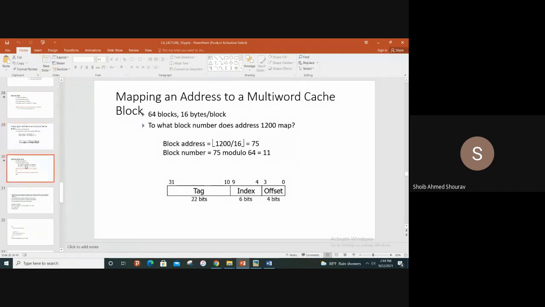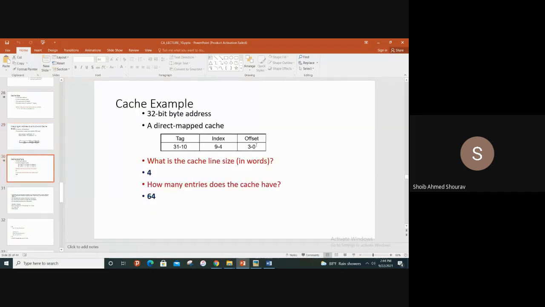Clear? Even if this field is given, like offset is 0 to 3, index is 4 to 9, tag is 10 to 31, looking at this, we can say what the answer will be. Like how many words are there in the cache? 4 words or 16 bytes. How? Offset is 0 to 3, 4 bits. So offset is m plus 2, so m will be 2. 2 to the power 2 is 4.